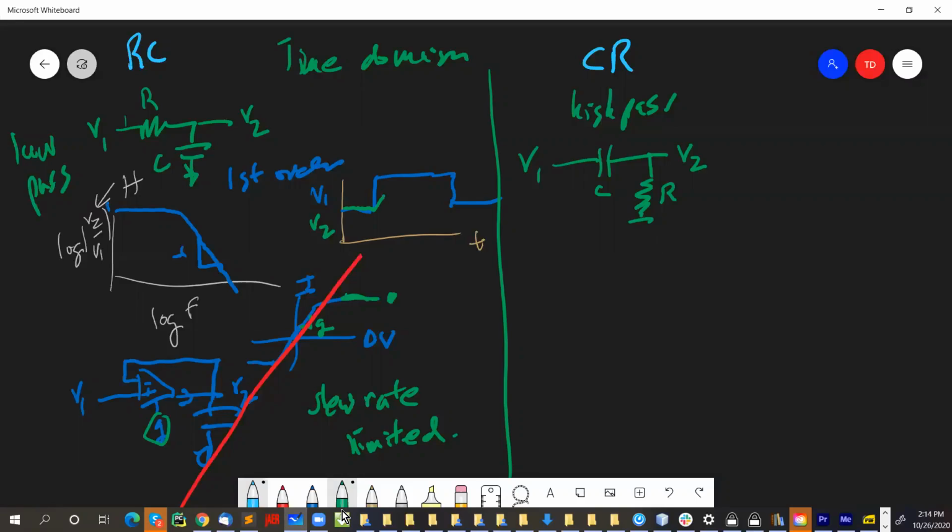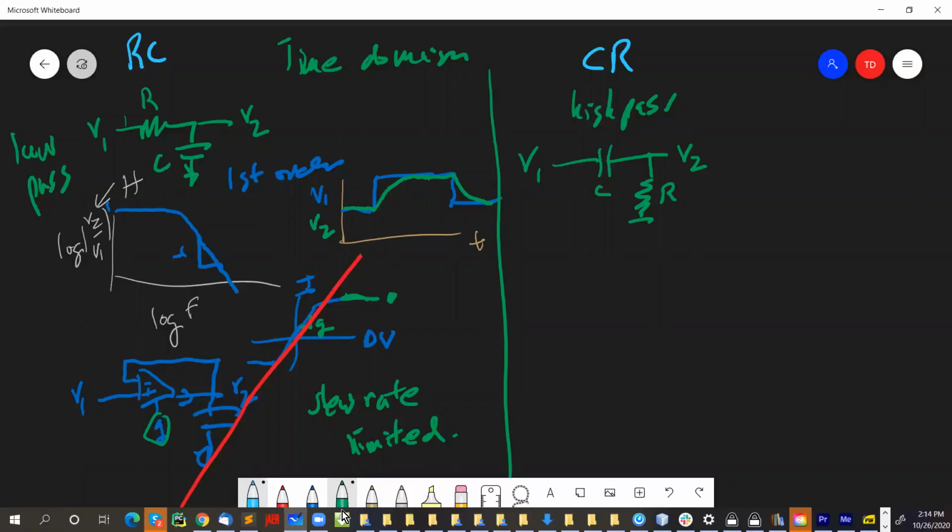So it'll go up. And if you work out the mathematics, as I will in a minute, you'll see that it exponentially approaches the new value. And then when V1 steps back down, V2 will go back down exponentially. Okay, so that's a low pass filter. You see how it's kind of filtering the sharp edge here?